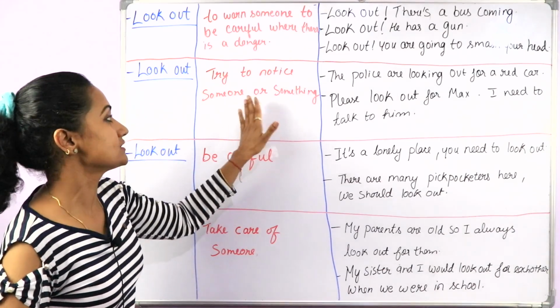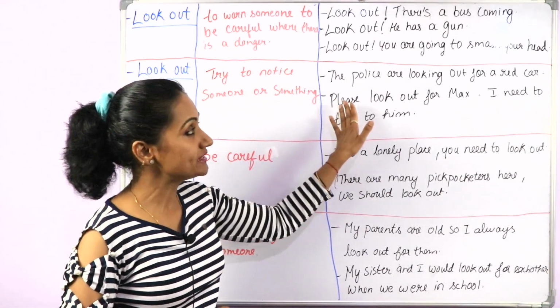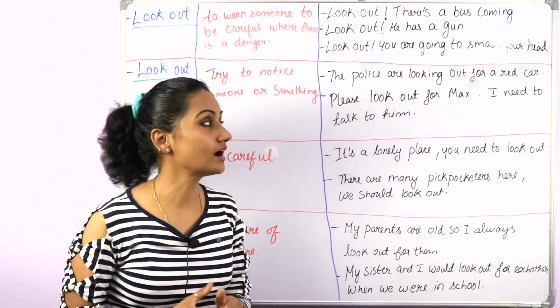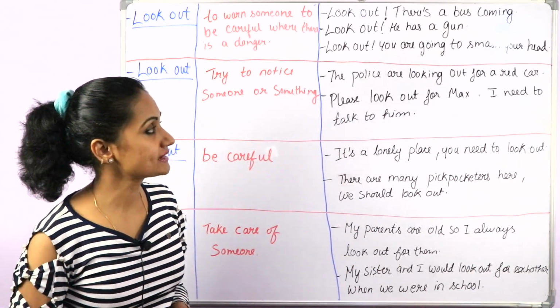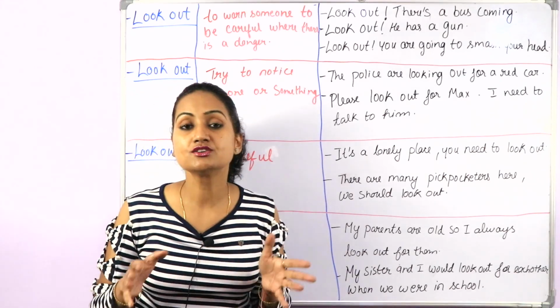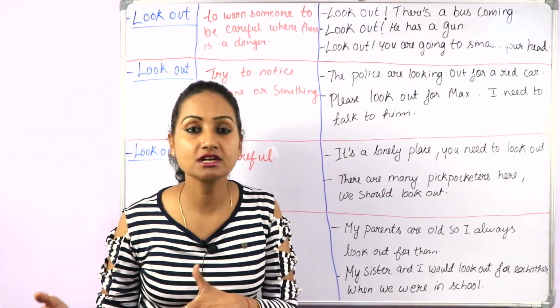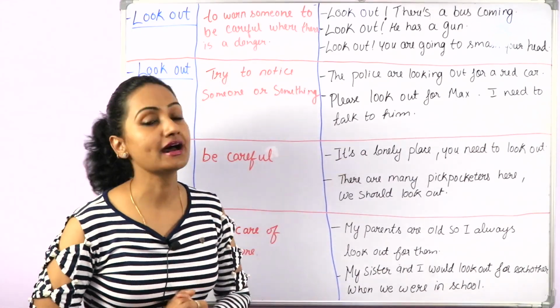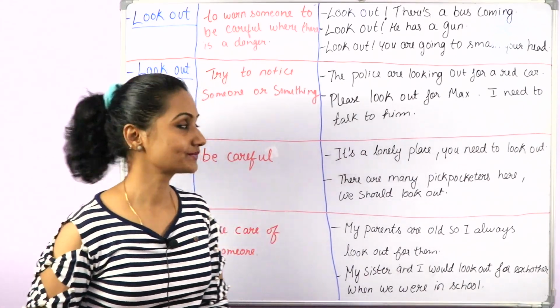Next is try to notice someone or something. The police are looking out for a red car. They are trying to find a red car. Please look out for Max. I need to talk to him. He told me that he was going to the cafeteria. Now you are also going there. So please look out for Max. I need to talk to him.